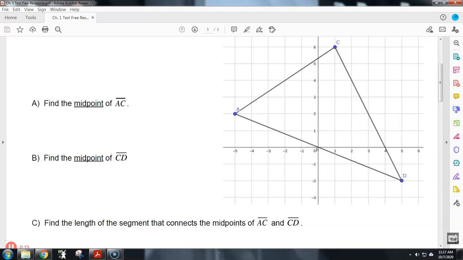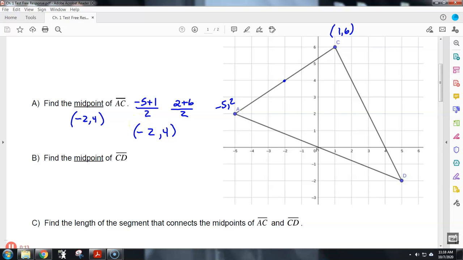So you could probably either just look at this one and see that it's about right there. So the answer would be -2, 4. Or if you wanted to do it the real way, you write down the points, which A is at -5, 2. C is up here at 1, 6. And you average the x coordinates. So a -5 plus the 1, chop it in half. You average the y coordinates, 2 plus 6 chopped in half. And this will give you a -2, 4.